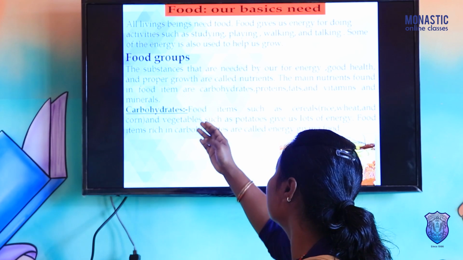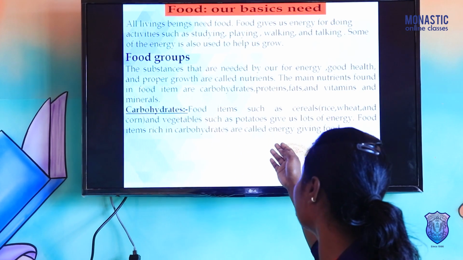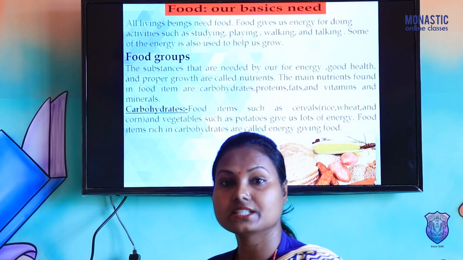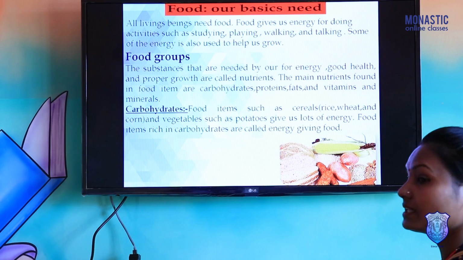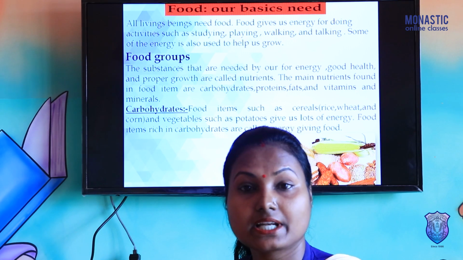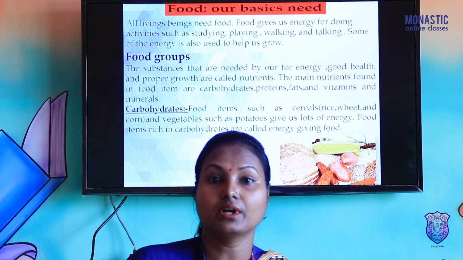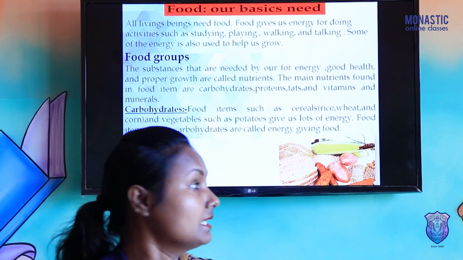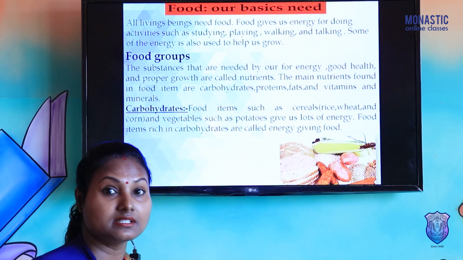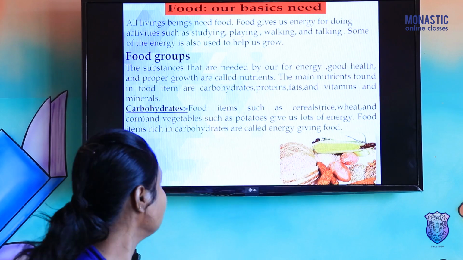Similarly, there are different types of food items that can be divided into different groups. First, the carbohydrates. Food items such as cereals, rice, wheat, and corn, and vegetables such as potatoes give us a lot of energy. Food items rich in carbohydrates are also called energy giving foods. In food items like rice, chapati, dal, and vegetables, for example in a potato, there is lots of energy. People who do physical work, for example sportspersons, farmers, carpenters, and laborers, need more carbohydrates to get more energy to work.